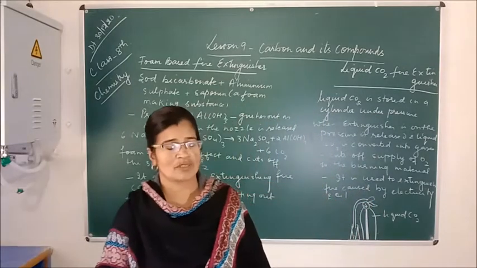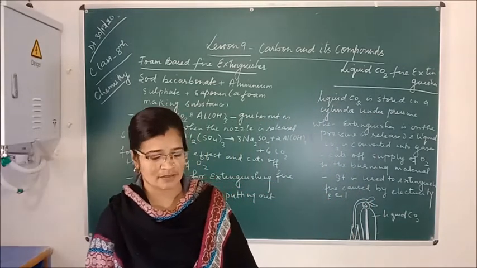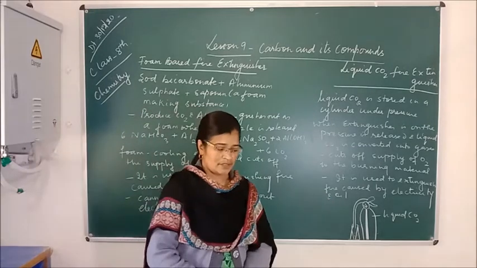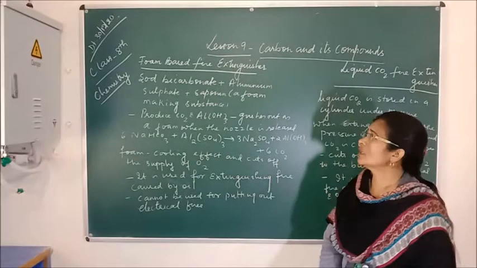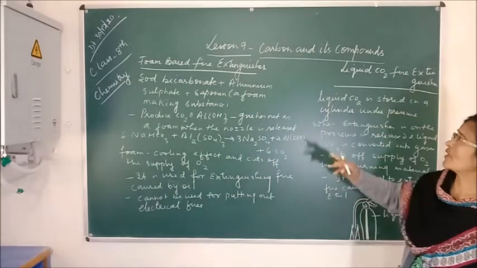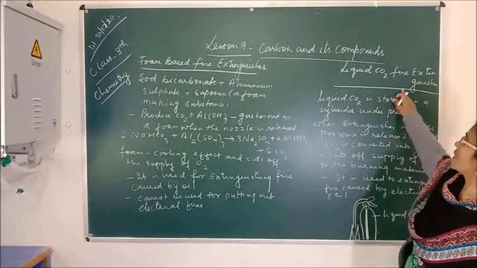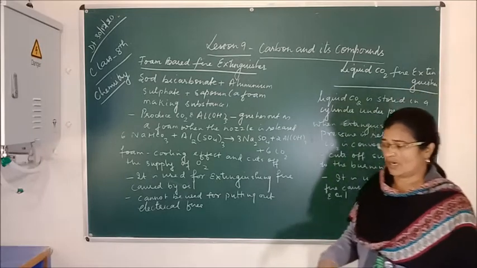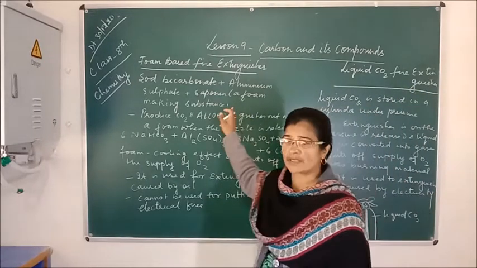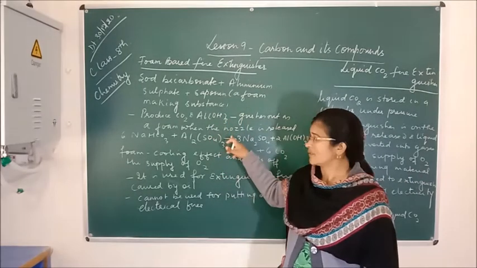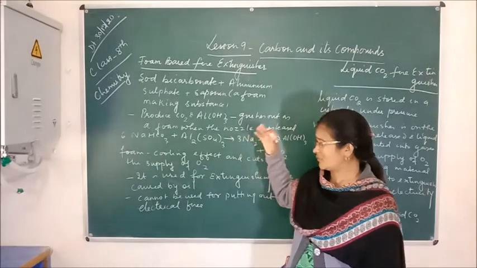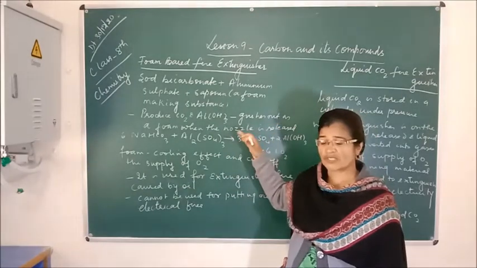We were studying about the fire extinguisher in class 8th chemistry. In the previous class, I explained to you about the soda acid fire extinguisher. Today, I will tell you about the foam-based fire extinguisher and liquid carbon dioxide fire extinguisher. What type of fire extinguisher it is, what are the chemicals used here, how it works, and which type of fire it is used to extinguish.